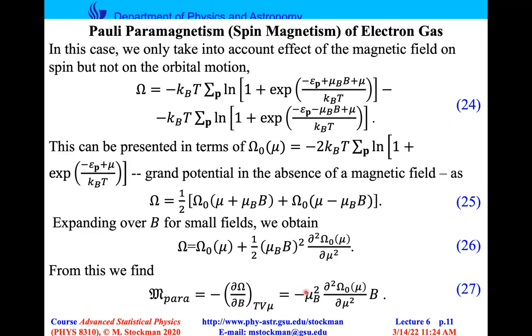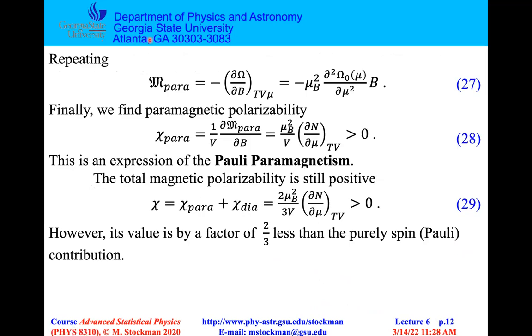So with this minus, I'm removing 1b, double coefficient 2 cancels 1/2. So minus mu b squared by b, and the second derivative. So induced magnetic moment is proportional to the field and directed along the field, because minus the second derivative is positive. Next slide. As always, I'm repeating the last slide.